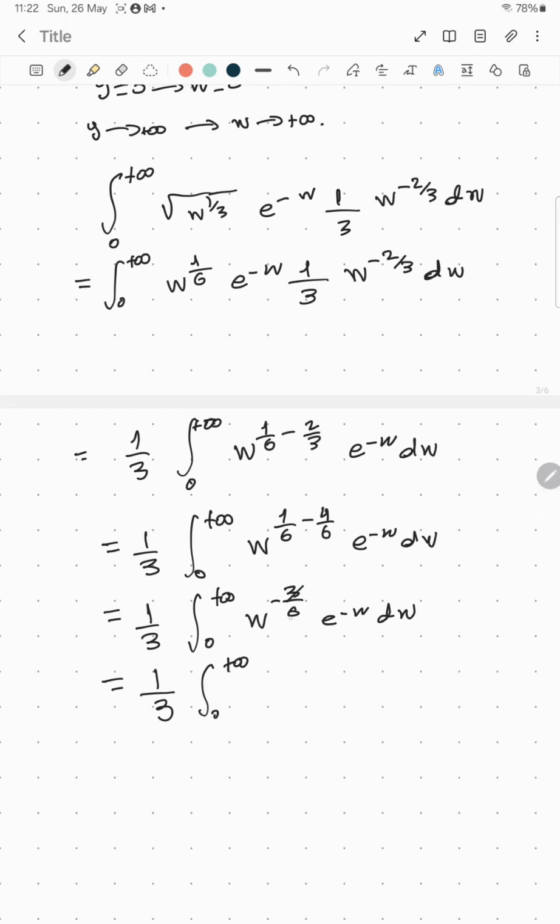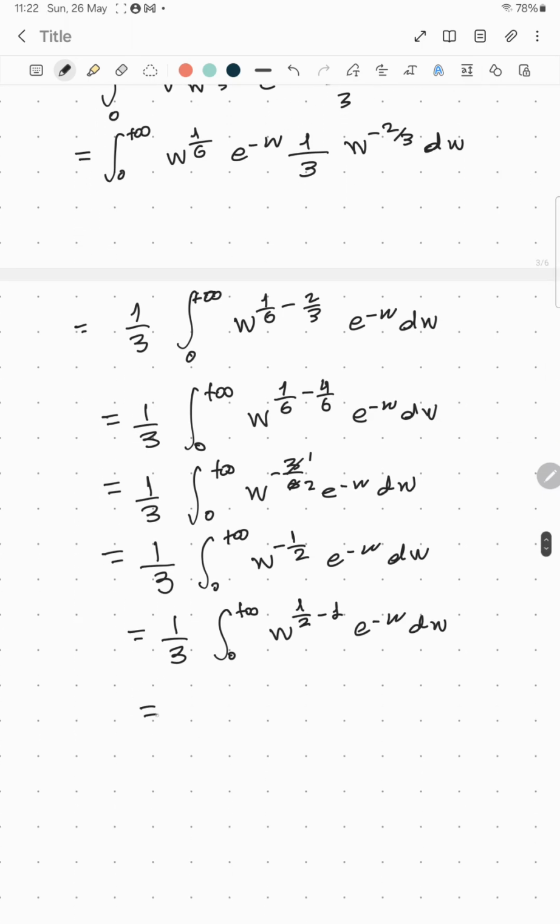I can simplify this fraction, so it is w to the negative power of 1 divided by 2 e to the minus w dw, and this I can write in the following way: w to the power of a half minus 1 e to the minus w dw. So it's a third times gamma of a half, so it's a third times square root of pi. Gamma of a half is the square root of pi, so what I obtain is square root of pi divided by 3.